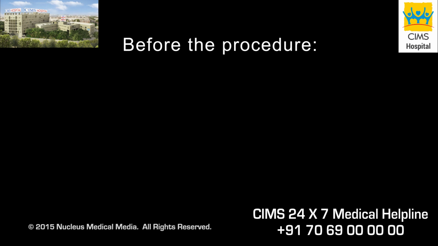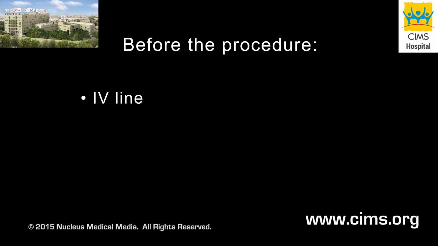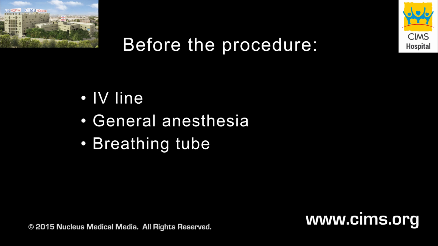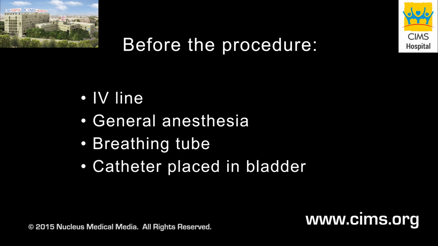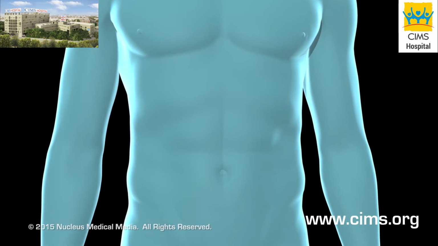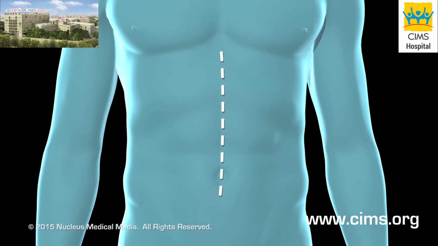Before the open procedure, an IV line will be started to provide you with fluids, antibiotics, and anesthesia. A traditional open surgical repair is performed under general anesthesia, which means you will be asleep for the duration of the procedure. A breathing tube will be inserted through your mouth and into your windpipe to help you breathe during the operation. When you are asleep, a catheter will be inserted into your bladder to drain your urine and monitor your kidney function.